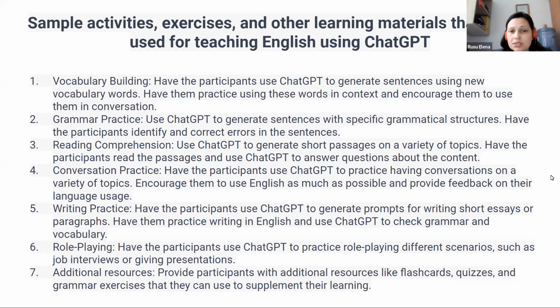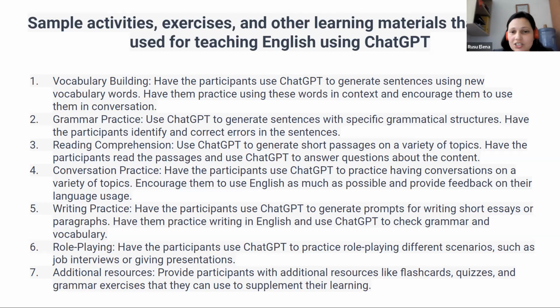Reading comprehension. The use of ChatGPT helps students to generate short passages on a variety of topics. It means that the level of the vocabulary the students will learn is different. Also, we can make the participants read the passages and ask the questions on those passages, or also ChatGPT can provide the students with a list of questions that can be used to check the comprehension of the text.